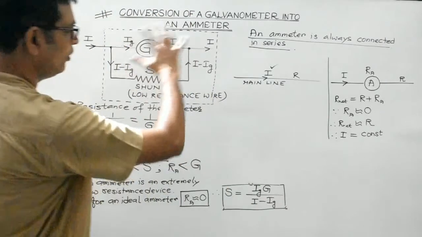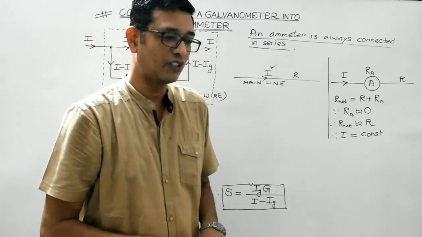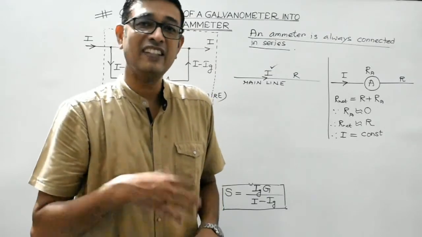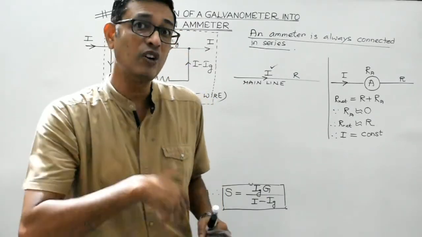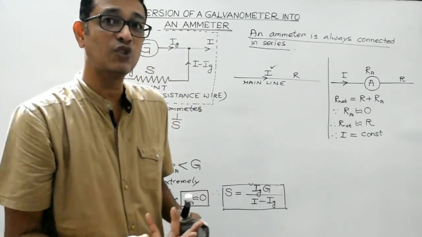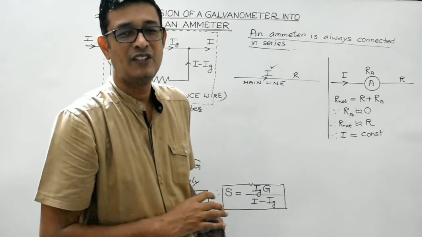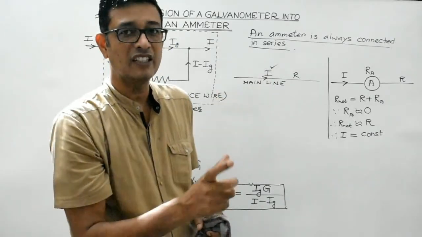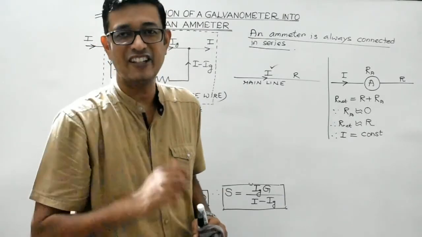So students, I hope you've understood this concept, right? So that's it for this particular session. In the next session, we'll discuss the conversion of a galvanometer into a voltmeter. And there we'll discuss why a voltmeter is connected in parallel across any two points of a conductor so as to measure the potential difference, right? So that we will do in the next lecture.